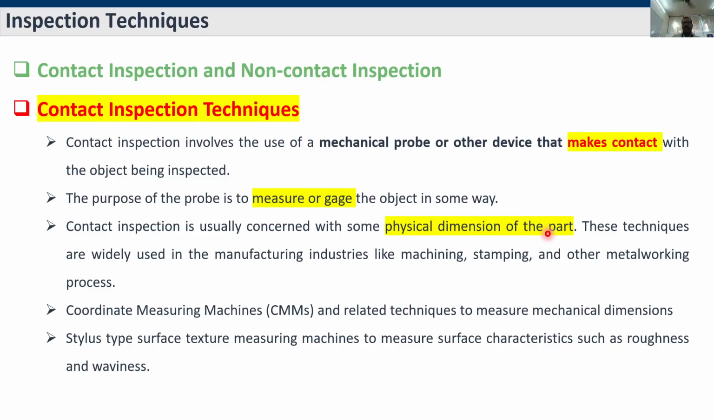Medical and pharmaceutical industries also use measurement technologies, maybe weight or mole, which is a different measurement technique. But in terms of the instruments we saw in our lab, they come under mechanical, metalworking, or manufacturing related industries. CMM and related techniques can measure mechanical dimensions. Stylus type surface texture measuring instruments, like surface roughness testing machines and roughness or waviness measuring instruments, also come under contact type inspection technique.